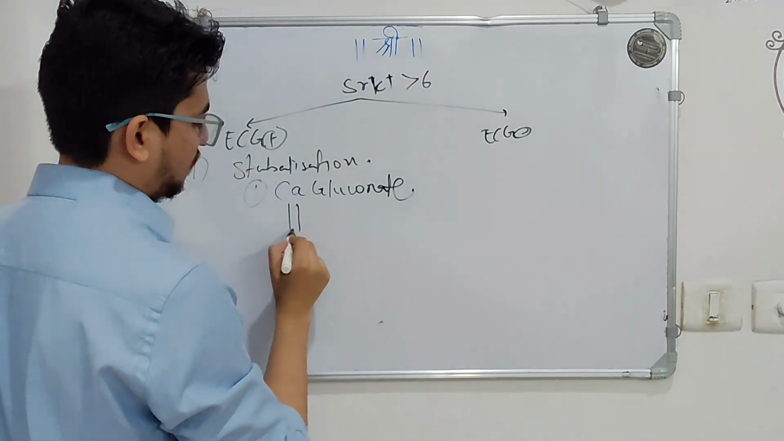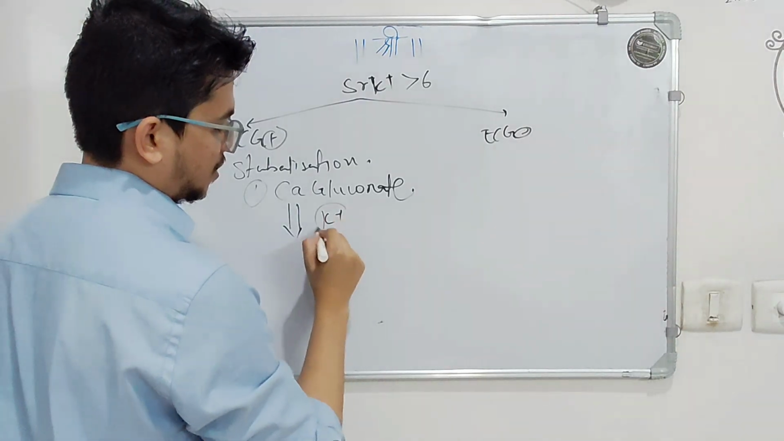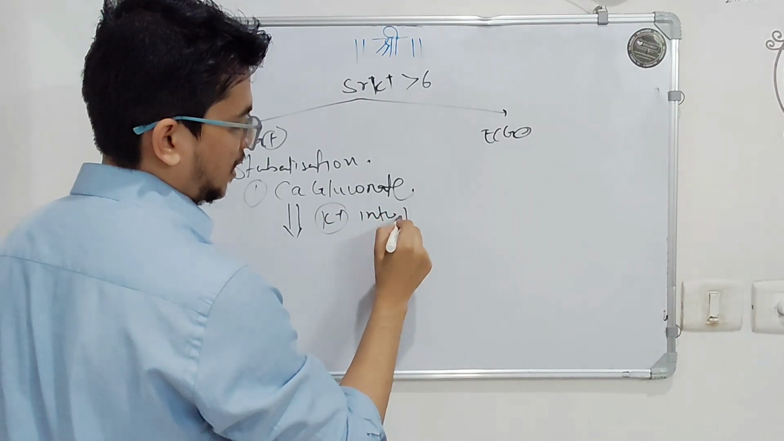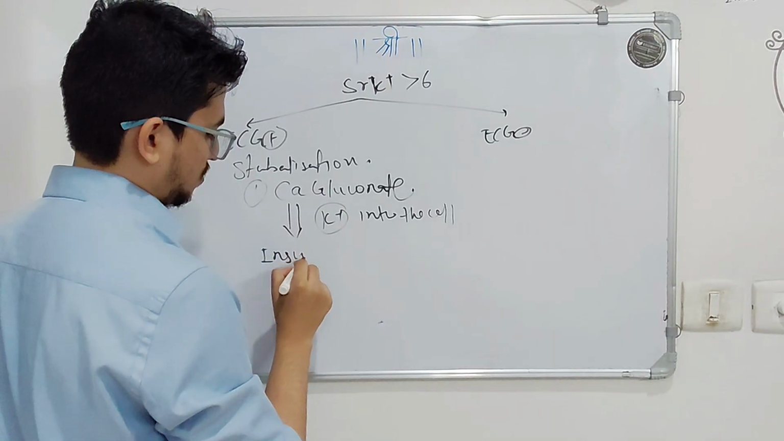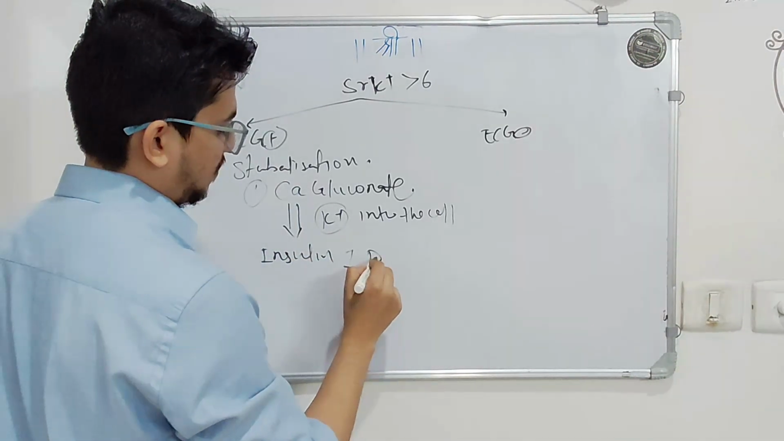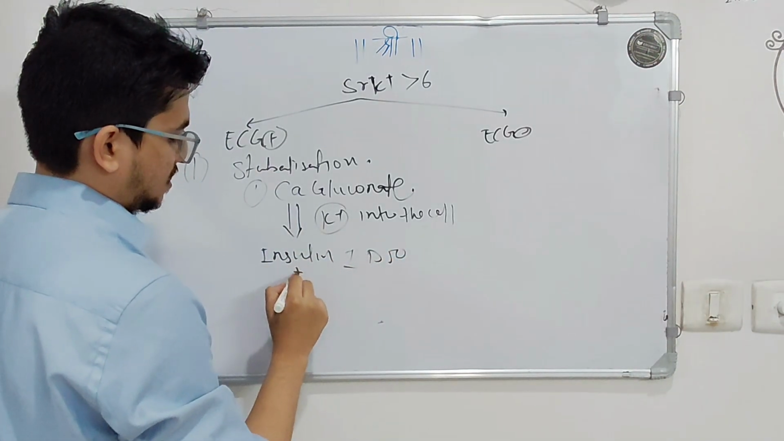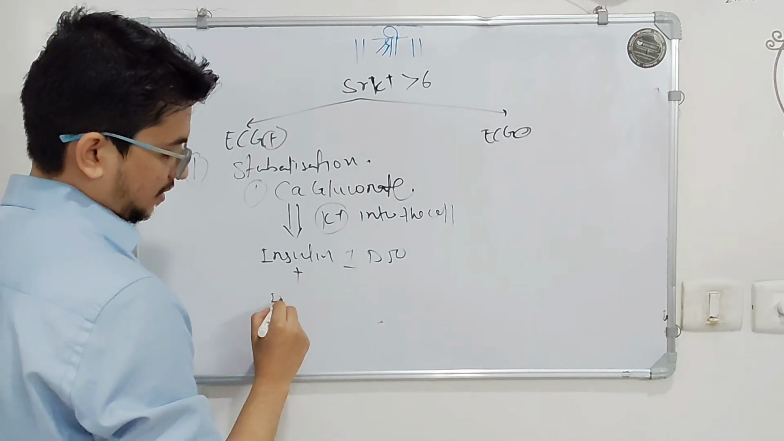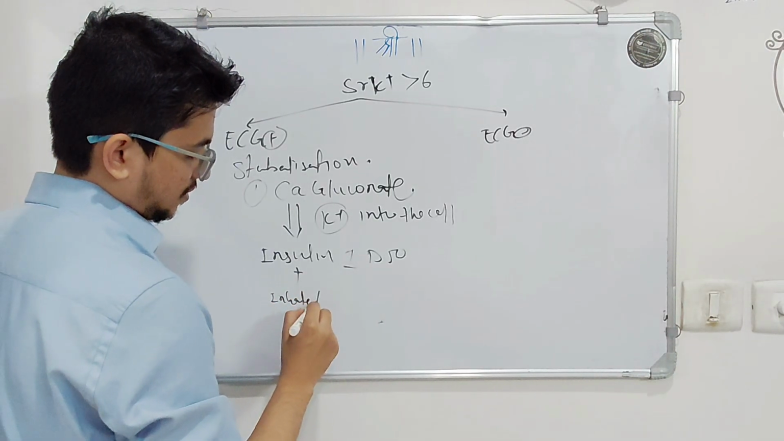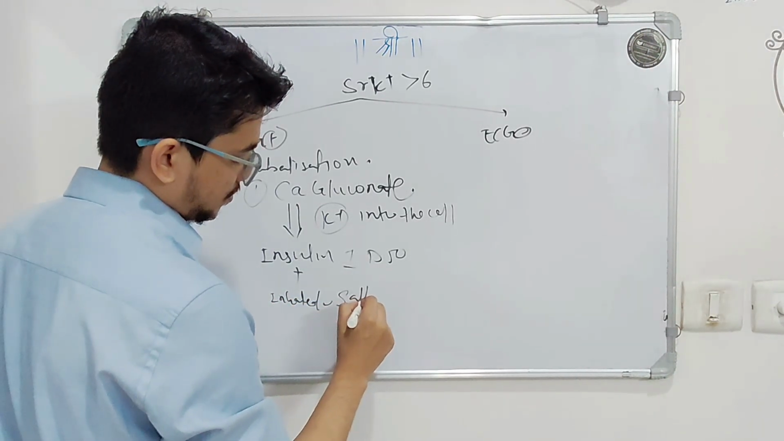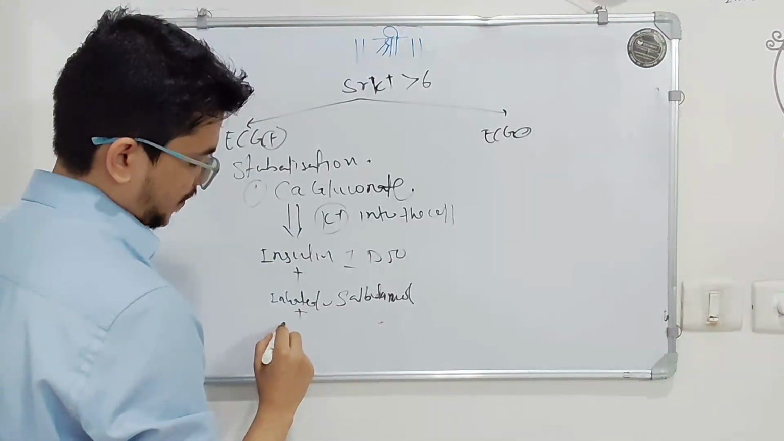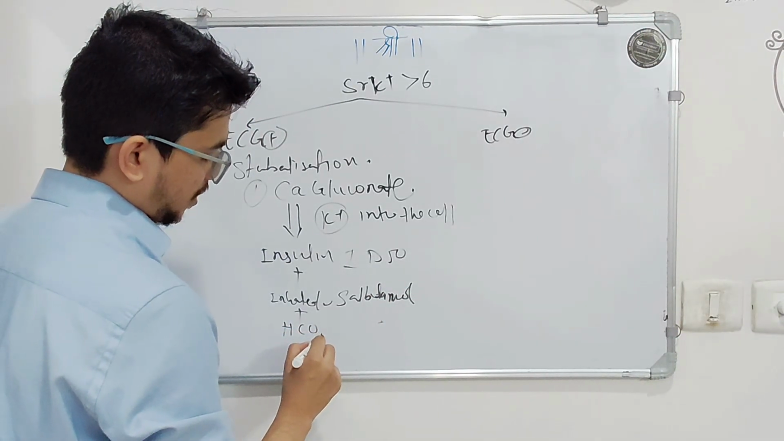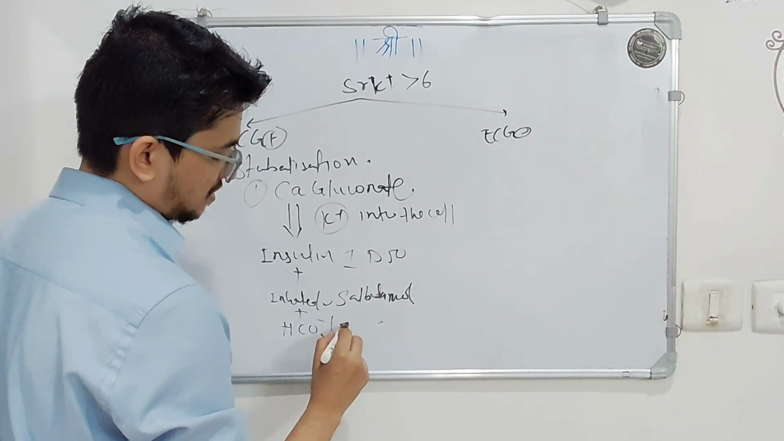The next step is to shift the potassium into the cell. Give insulin, plus or minus D50, plus inhaled salbutamol, plus bicarbonate if acidosis is present.